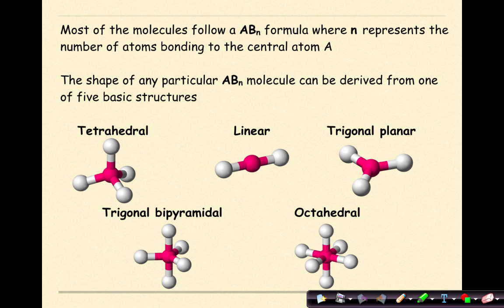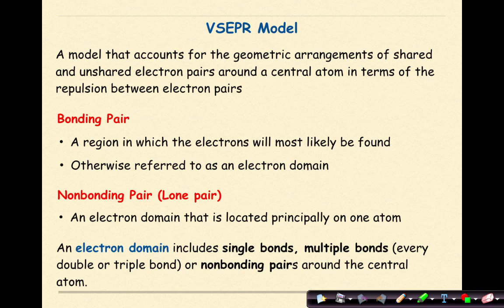Most of the molecules follow an ABn formula, where n represents the number of atoms bonding to the central atom A. The shape of any particular ABn molecule can be derived from one of five basic structures: tetrahedral, linear, trigonal planar, trigonal bipyramidal, and octahedral. Now let's talk about the VSEPR model, a model that accounts for the geometric arrangement of shared and unshared electron pairs around a central atom in terms of the repulsion between electron pairs.